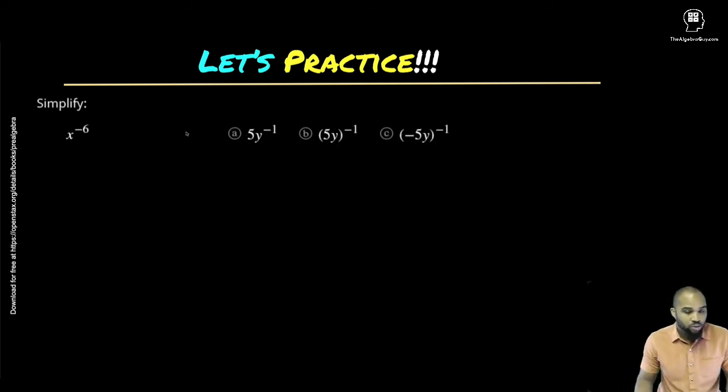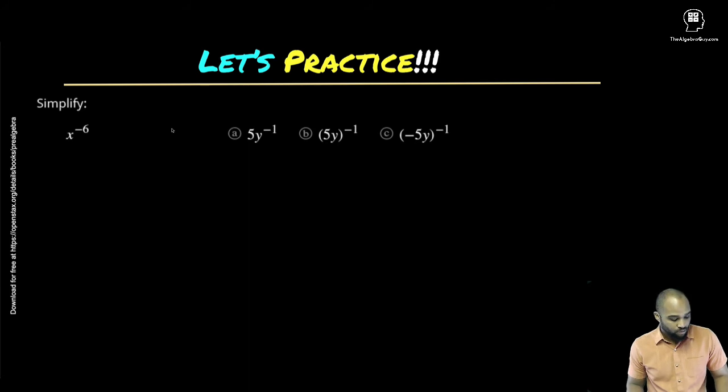All right, you practice this one. Pause it here and see if you can work through these. All right, x to the negative 6 is the same thing as 1 over x to the 6. This is going to be 5 over y.